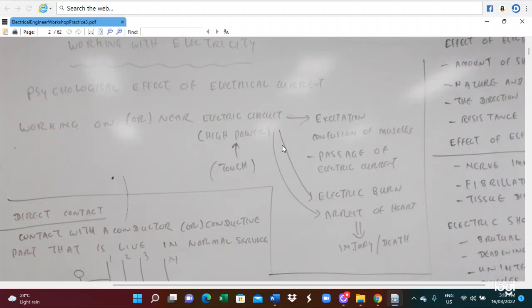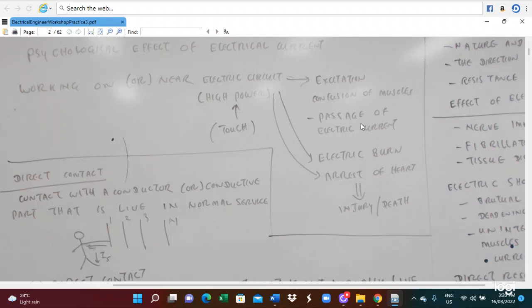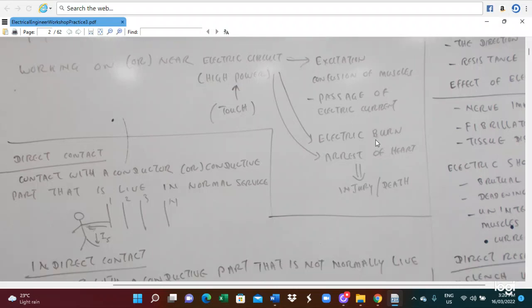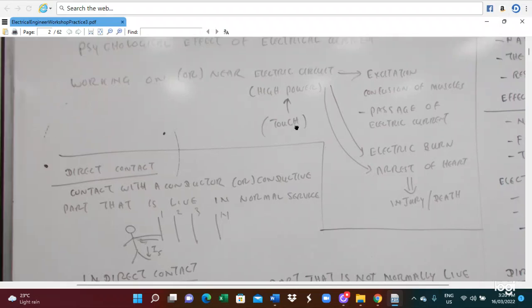The excitation and confusion of molecules can happen because the electrical radiation is too much, so that radiation will excite the electron flow, and because of the high current flow, the mind will be confused. Passing of the electrical current can also cause electric burn, arrest of the heart, and injury. This is an important aspect.